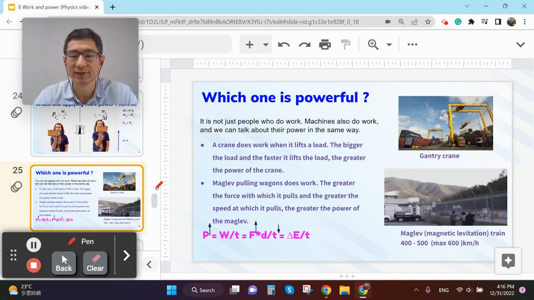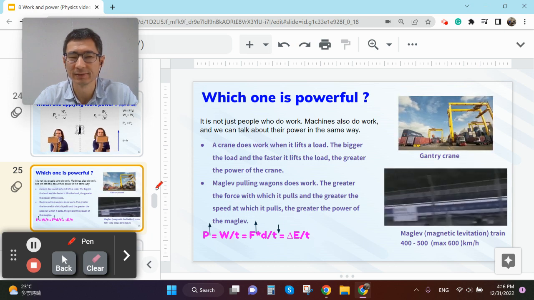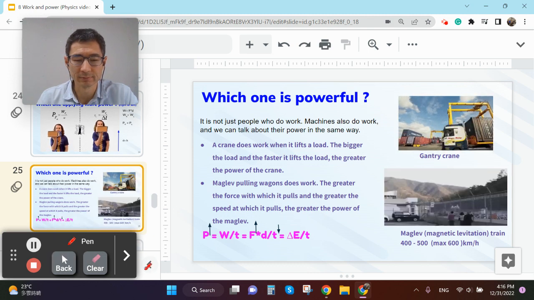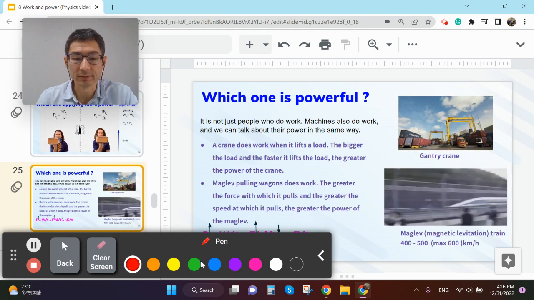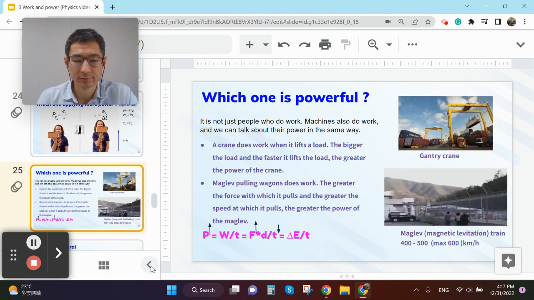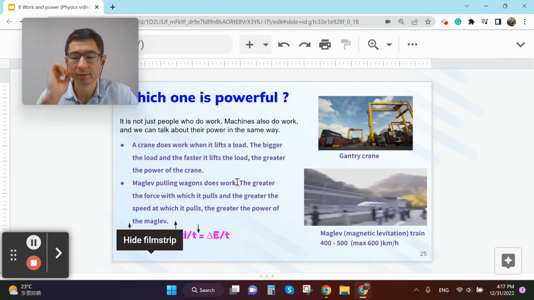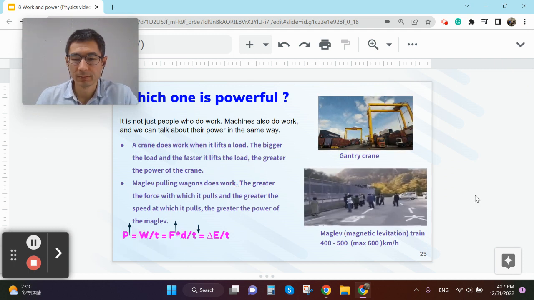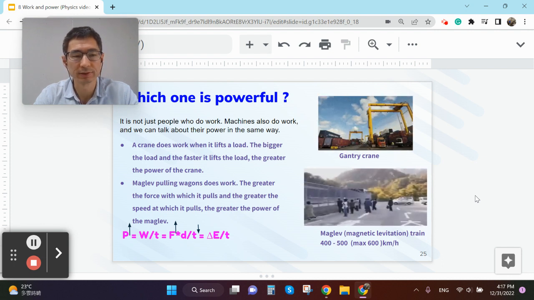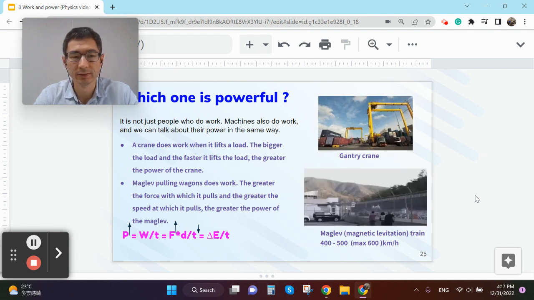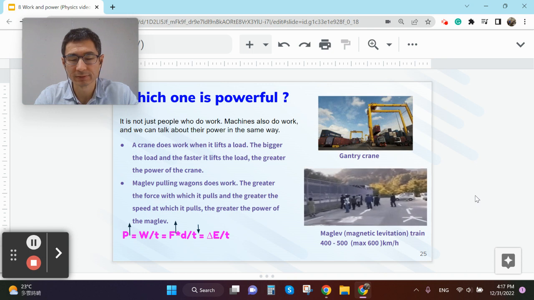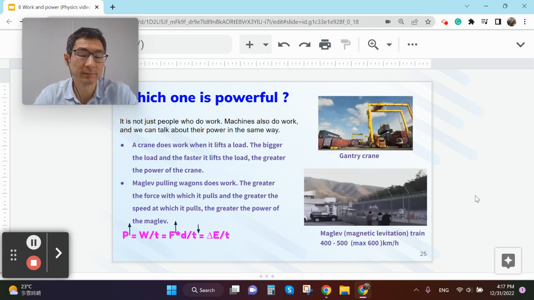Similarly, if a train travels very fast, like here in the slide, this picture is a maglev, a Japanese magnetic levitation train. It travels very fast, so it is very powerful.